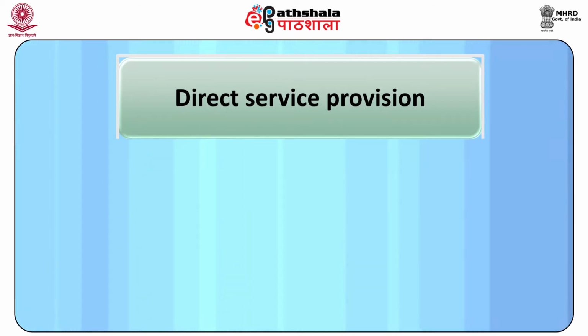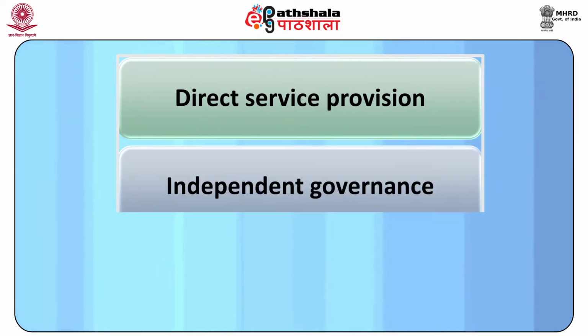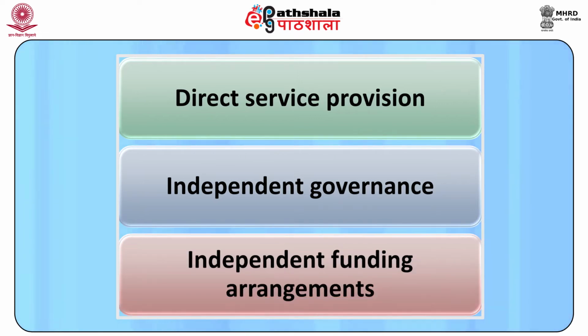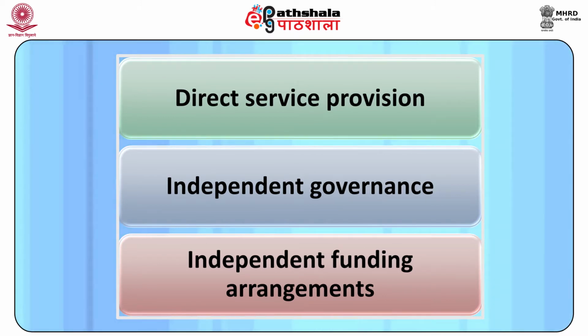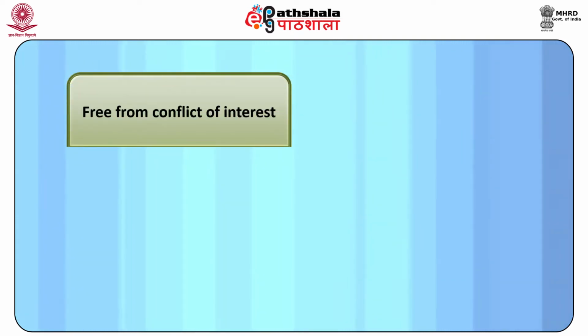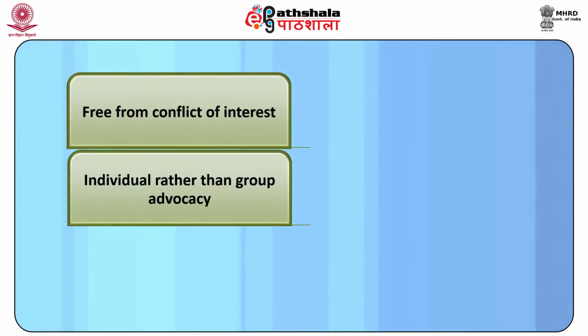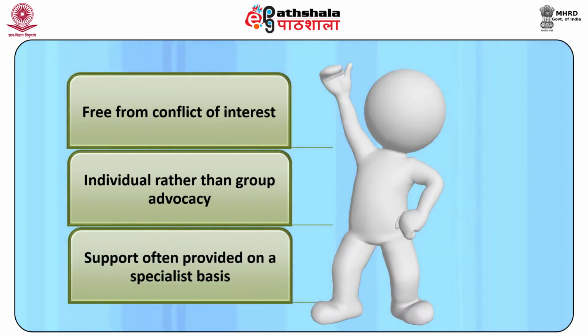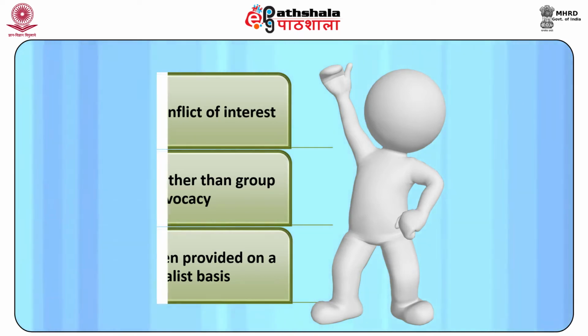Key features include separation from other forms of direct service provision like social work, independent governance, independent funding arrangements, that is, services are not directly funded by public bodies, but via other means such as pooled budgets, free from conflict of interest, individual rather than group advocacy, and support often provided on a specialist basis, that is capacity, treatment for mental disorder, child protection issues, or for specific groups, for example families and caretakers.